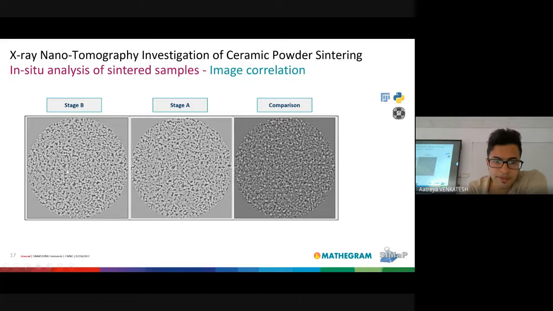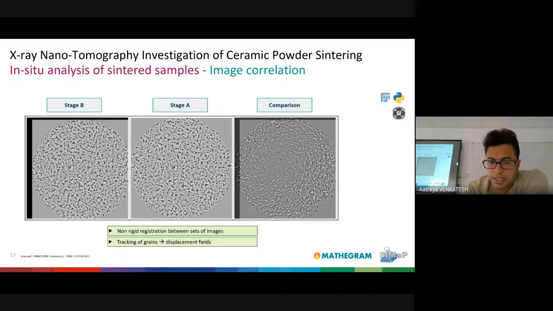For example, this is after a point of sintering. This is, let's say, the original. When we compare, they are not in the same location. So what we do is we first perform an image correlation by eye, and then we perform a non-rigid registration between these sets of images to more or less give us an ability to track the same particles later on. So right now, we are in the process of visualizing the displacement fields that come from these results.